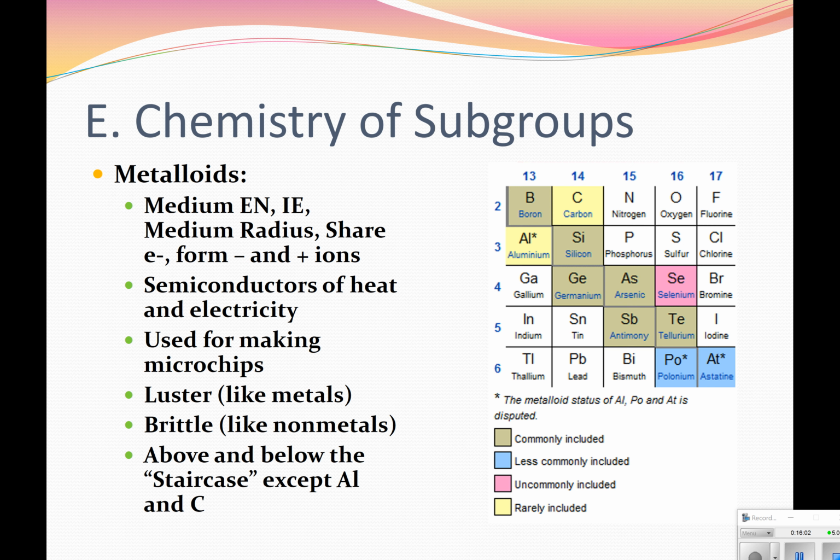Our metalloids, you're going to see these change a little bit depending on what table you're looking at. You can see with the key there that some are commonly included, some are less commonly included, and some are rarely included. We see that with carbon and aluminum, even though they're close or even have a corner touching the staircase. But metalloids fall in between, with properties between metals and nonmetals. So metalloids, or semimetals, are going to have medium electronegativity, medium ionization energy, and medium radius. They'll share electrons. They'll form positive and negative ions.